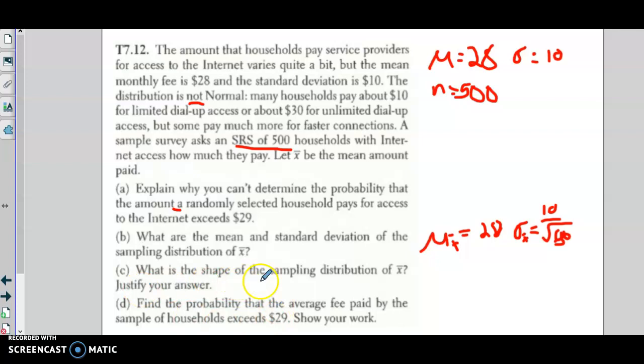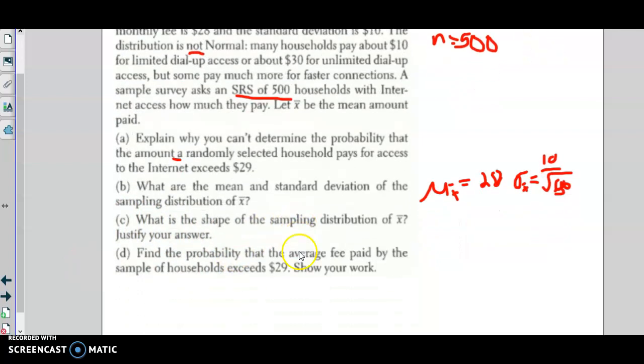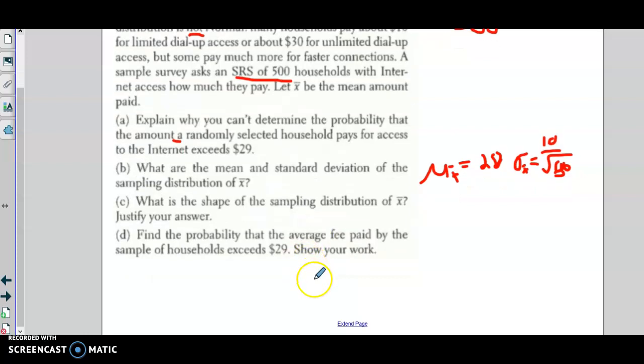Wow. What is the shape? That means check the normal condition. And the normal condition for means is the sample size has to be greater than or equal to 30. So for part C, you would just say this shape is normal because n is greater than or equal to 30. Find the probability that the average fee paid exceeds $29. So because I said normal in part C, I can find this probability.